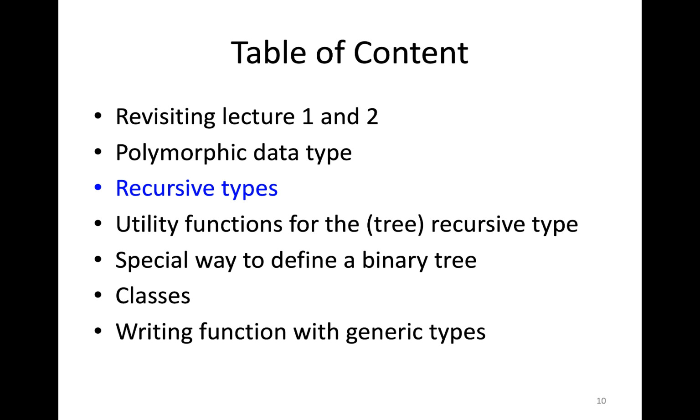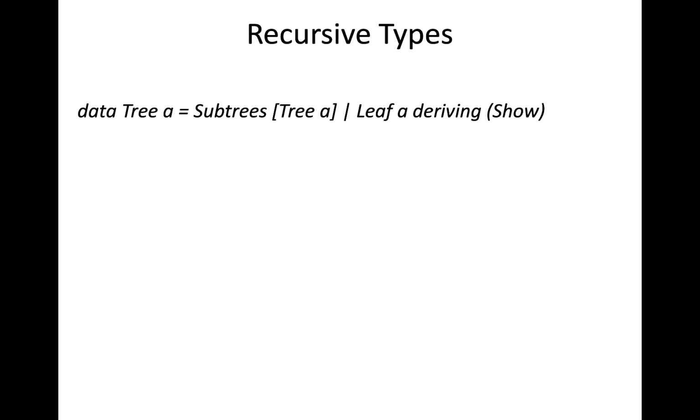Now the next topic is how to define a recursive type, which is an even more powerful one. A good recursive data type example is a tree. A generic tree: a binary tree is one type of tree, but we are talking about a generic tree, which can be a ternary tree and so on. So here we are defining this new data type Tree, which is associated with a generic type variable.